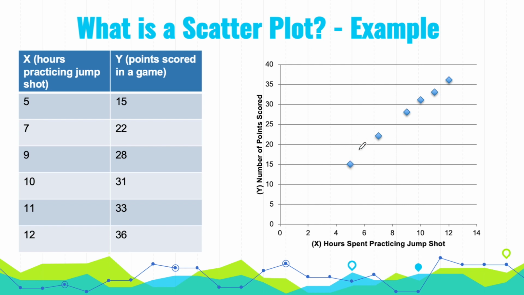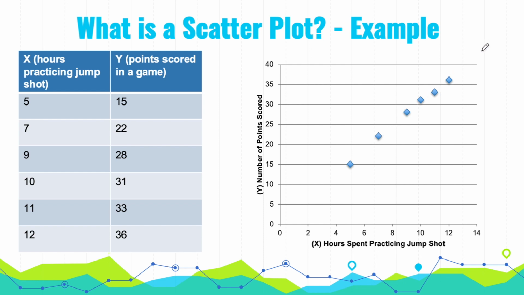And then each of these points here is at an intersection between one x and one y value. So when x was 5, Amelia's points scored in that game were 15. When x was 7, you can see we've gone up from 7 to where 22 lies on the y-axis, and we've put a point here.